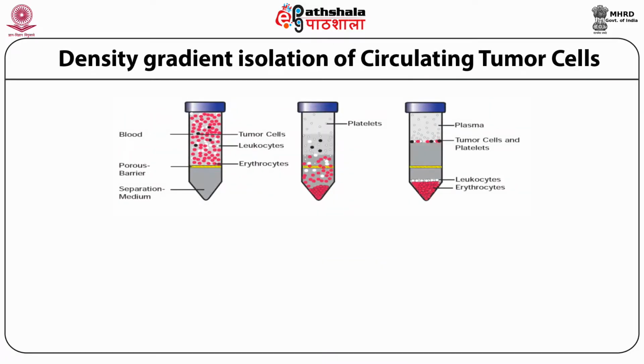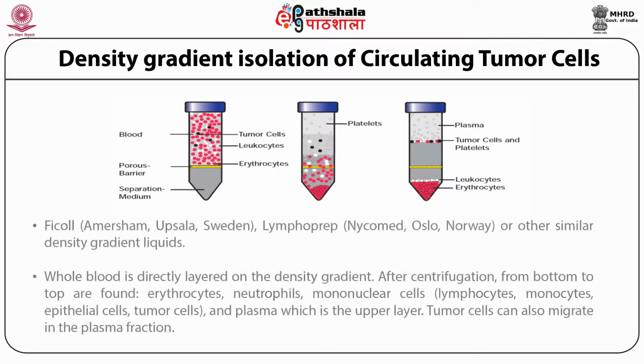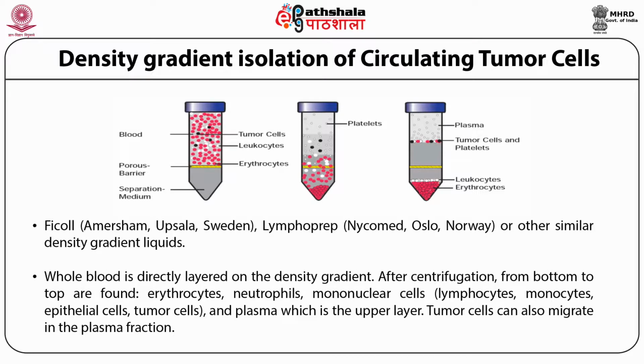To give you another example of how circulating tumor cells can be identified, you can see here a blood sample in the medium, and Ficoll was used as a medium. The leukocytes, erythrocytes and tumor cells are all separated, so the tumor cells can be identified in a mixture of cells using centrifugation technology.